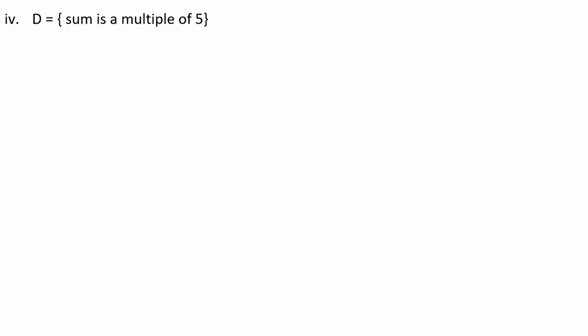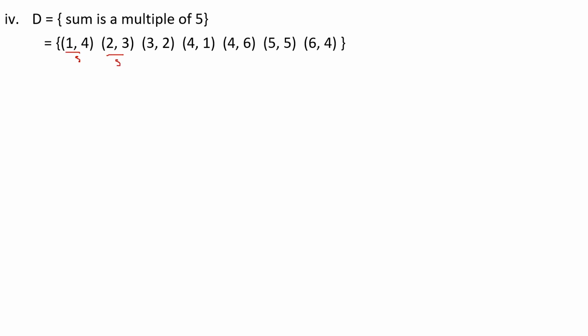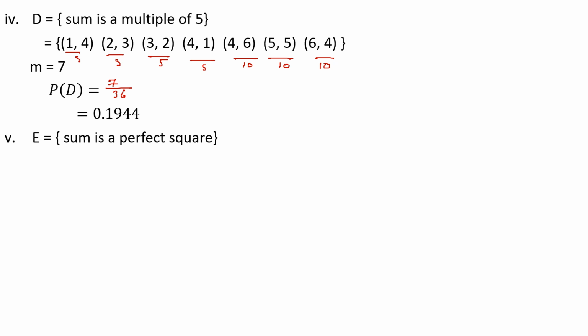Okay, next we have event D: the sum is a multiple of 5. The possible multiples of 5 are 5 and 10. So the sum should be equal to either 5 or 10. The favorable outcomes are (1,4), where the sum is 5, (2,3), (3,2), (4,1), then (4,6) is 10, (5,5) is 10, (6,4) is 10. So the favorable outcomes there are 7. So probability of D will be equal to 7 divided by 36. That is equal to 0.1944.